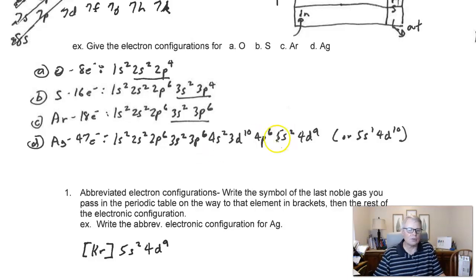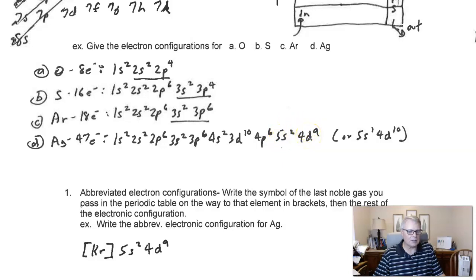And so remember our little 4s3d situation where they were very close in energy? Well, these are pretty close in energy as well. The 4d is a little bit higher than the 5s here, but they're close. And so what will happen is sometimes an electron will hop from this 5s into this 4d.